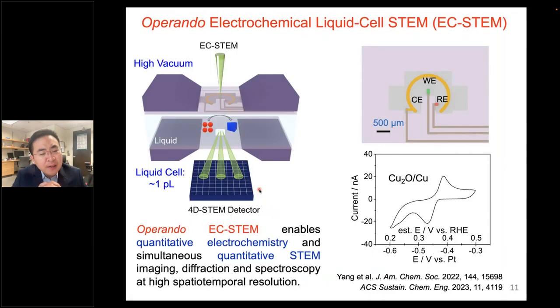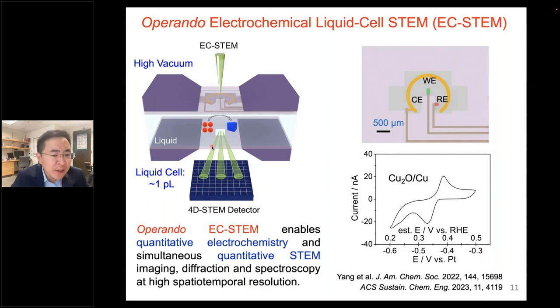To study their dynamic evolution, this comes to the first part of this talk: using electrochemical liquid cell STEM, which I refer to as the EC-STEM technique. It enables quantitative electrochemistry and simultaneous quantitative STEM imaging, diffraction, and spectroscopy. I will only show a few examples here, and later I will show that with the same liquid cell platform, we can also pursue synchrotron X-ray studies.